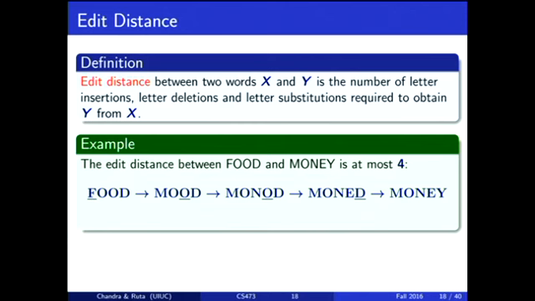Here is an example: how do you take food and money? This is one way of doing it. I'm going to change F to M, and then change O to, what did I do here? I insert N and then change O to E and then D to Y. So that's 4 steps. So that's an edit distance, but that may not be the smallest way of doing it. So what is the smallest number of edits you need to do? This is very easy, maybe, not so easy. Even for 5-letter words, it's not easy to compute this unless you think systematically.